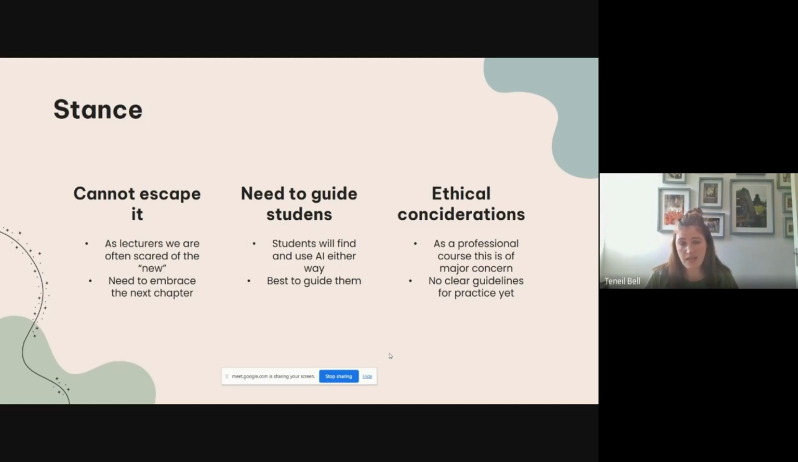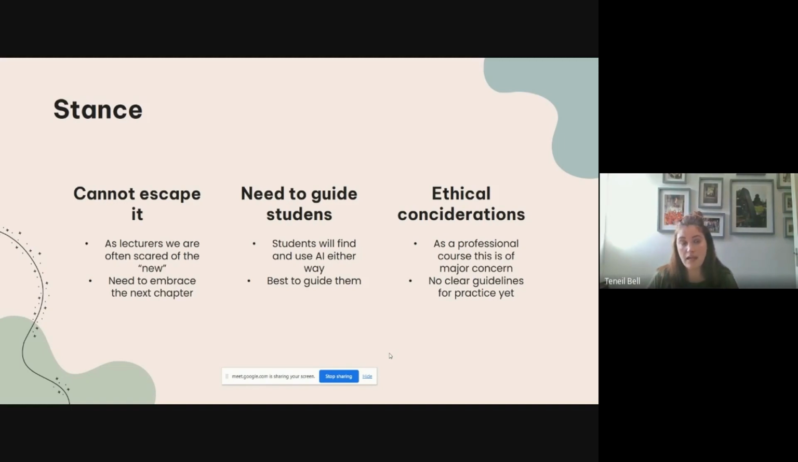The students are going to use AI whether we guide them or not, and they already are using AI. As has been said, different students are using it in different ways. Some students not at all, and some new students are using it extensively. So to guide them better, to equalize that platform is really important.